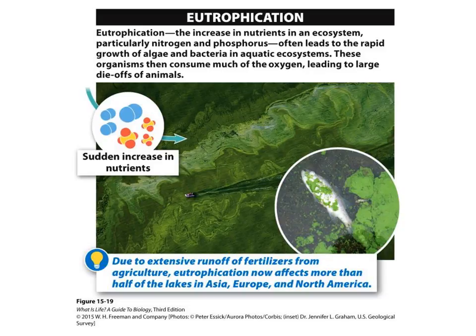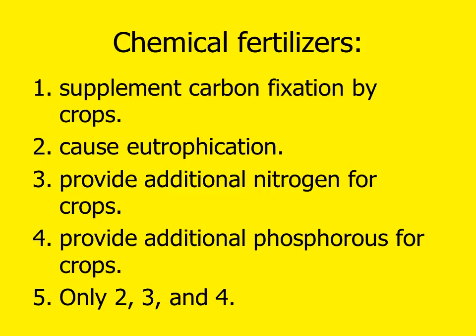So as it is added to the soil, some of it runs off with the water and ends up in lakes and ponds and rivers. And that's where it's getting fixed by all of these nitrogen-fixing bacteria. And then those nitrogen-fixing bacteria, boom, use all the oxygen, and other animals die off.